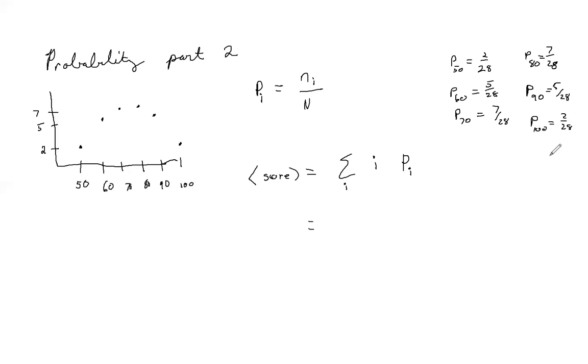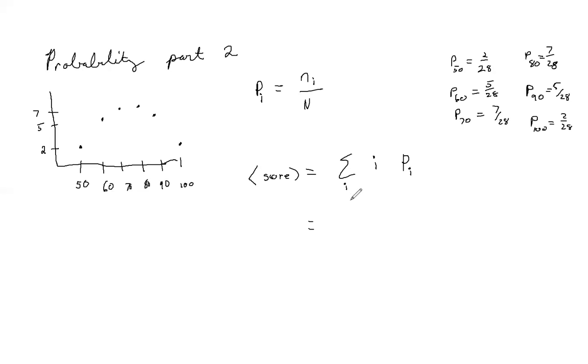And what those probabilities are telling us is that if we were to just grab a student at random and ask what score did you get, 7/28 of the time you'd see 70, and 5/28 of the time you'd see 60, and 2/28 of the time you'd see 50.